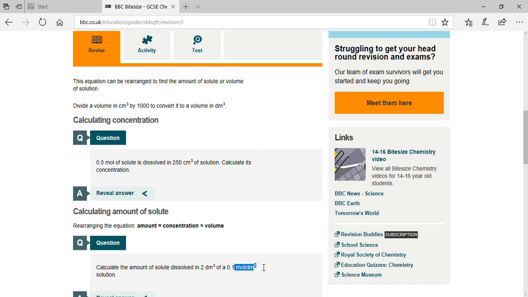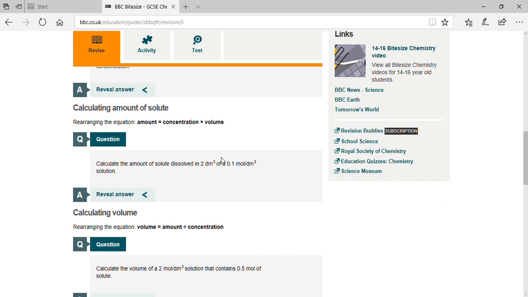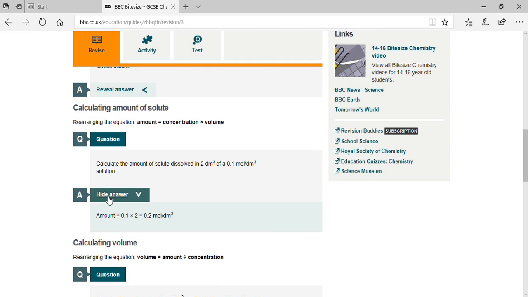Understand? So now you apply the same formula I explained, and you will get your answer. Amount of solute is volume multiplied by concentration: 0.1 times 2 gives 0.2 mole.